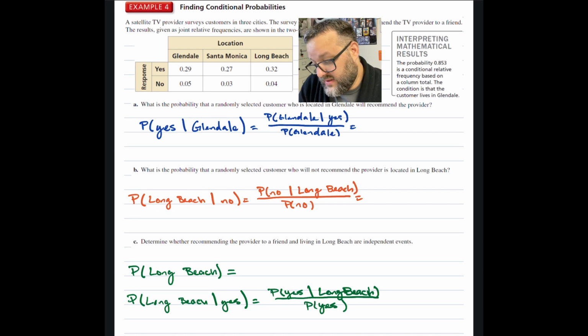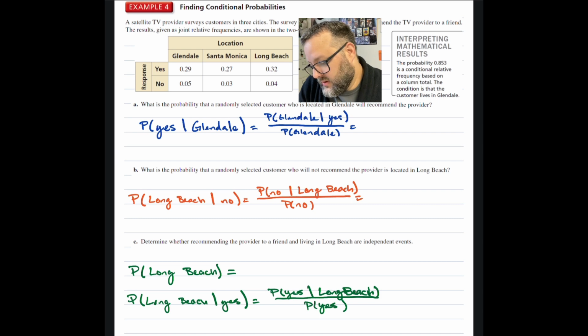So the 3 cities are Glendale, Santa Monica, and Long Beach. These are all in California, I can pretty well guarantee you. At least I've heard of Santa Monica and Long Beach, and I think Glendale as well. Now, with that said, they either respond yes or no. Are you going to recommend or are you not going to recommend?